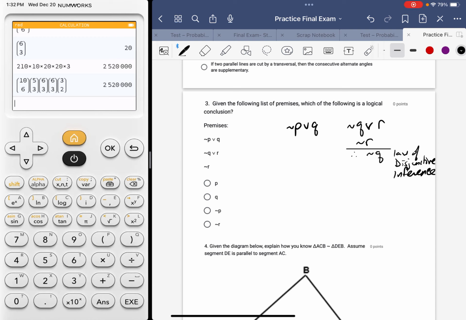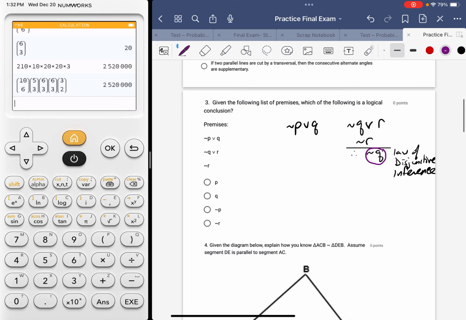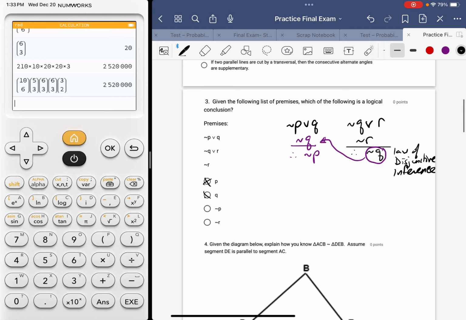And by the same reason, I could take this conclusion and pair it up with that other statement. Same reason, different outcome, we get not P. So out of everything listed here, if not P is true, then P has to be false. If not Q is true, then Q has to be false. Not R was given. That is a logical conclusion, I guess, but it's more of a premise. It's really this one, but if it were a select all that apply question, then technically this one would be correct also.